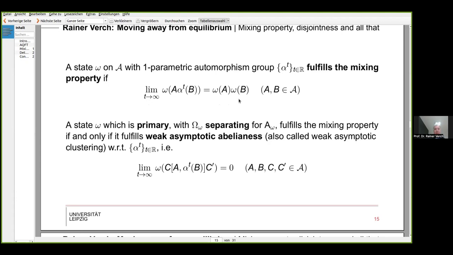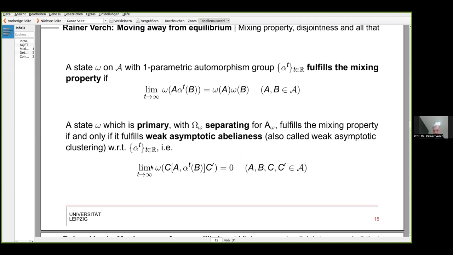And this relates to what's called weak asymptotic abelianness, namely, if the state is primary and the GNS vector for the state is separating for the induced phenomenon algebra, then the mixing property is fulfilled if and only if weak asymptotic abelianness is fulfilled. Sometimes this is also called weak asymptotic cluster with respect to this automorphism group.